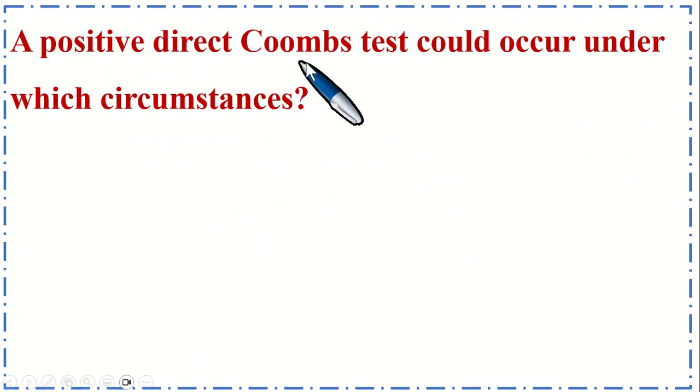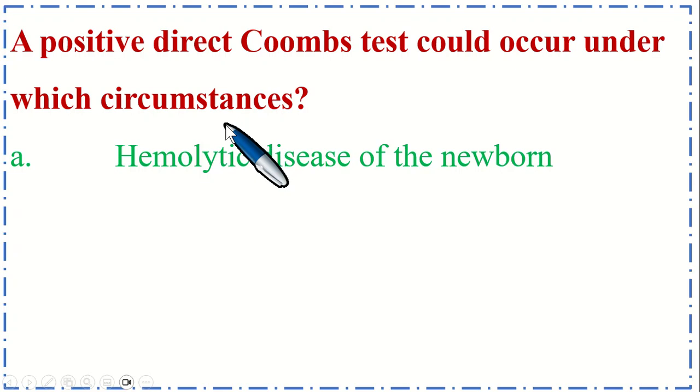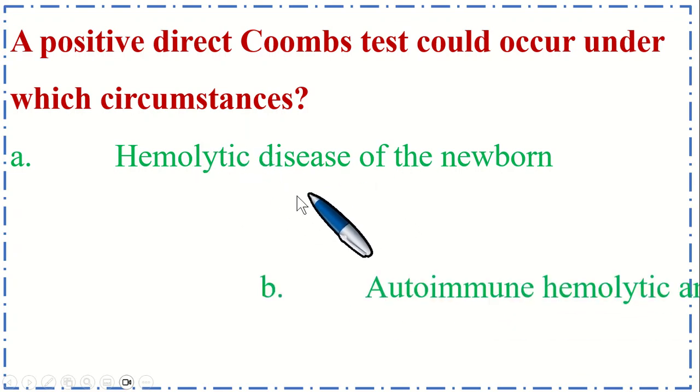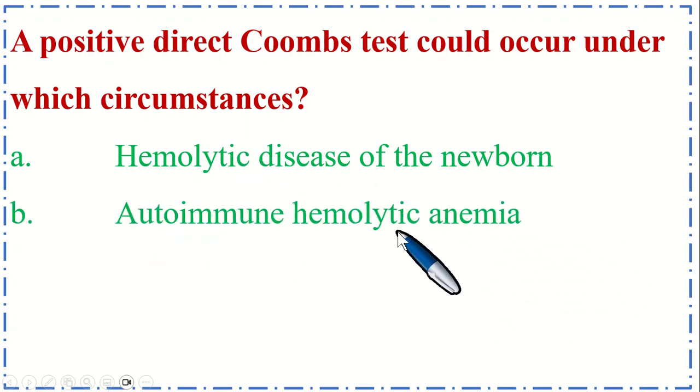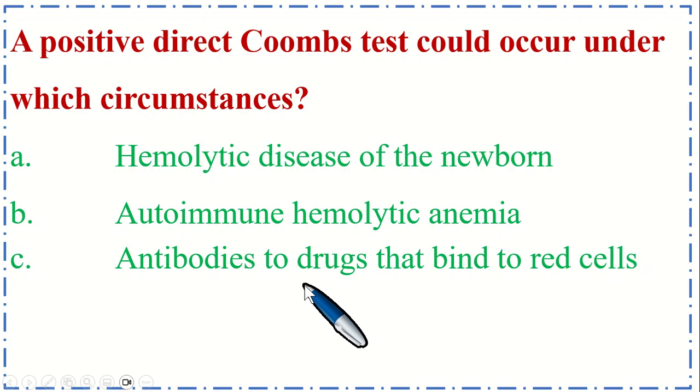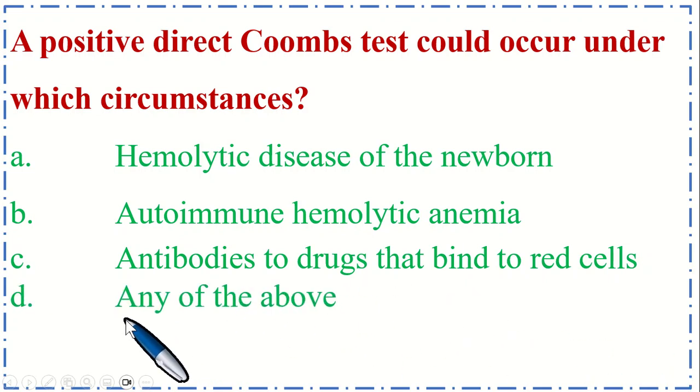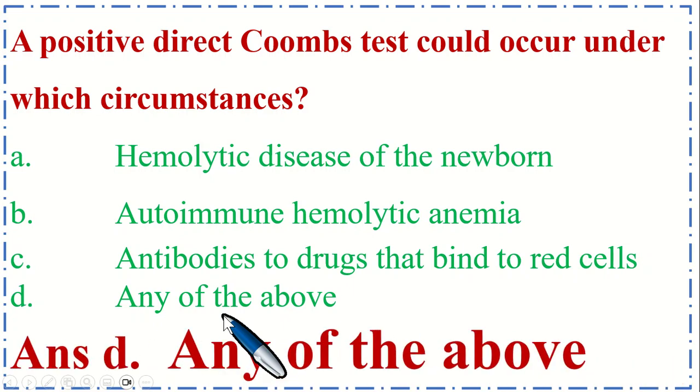A positive direct Coombs test could occur under which circumstances? Option A, hemolytic disease of the newborn. B, autoimmune hemolytic anemia. C, antibodies to drugs that bind to the red blood cells. And option D, any of the above. So the correct option is D, any of the above.